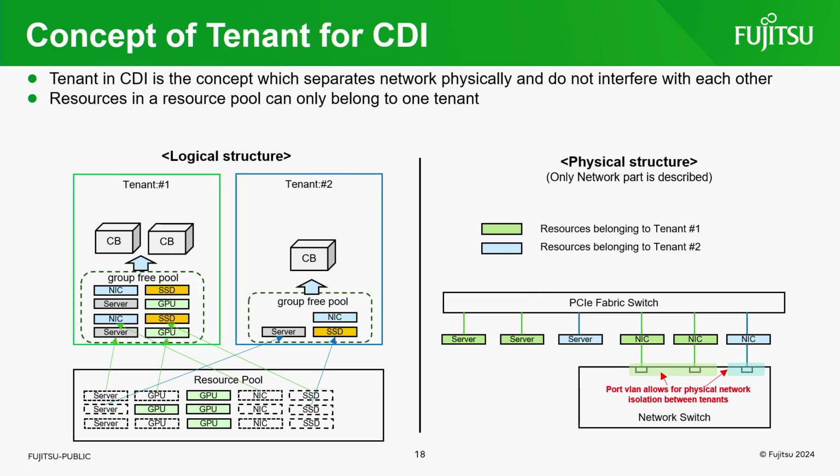The right diagram shows the concept of a tenant physically. The network card connected to the PCI switch belongs to a tenant, and it's connected to a server within that tenant. In this case, the green part shows tenant 1. So this server and this network card belong to tenant 1. And the blue part shows resources belonging to tenant 2. So this server and this network card belong to tenant 2. In this case, we use port VLAN, and port VLAN allows for physical network isolation between tenants. This is the concept of a tenant.